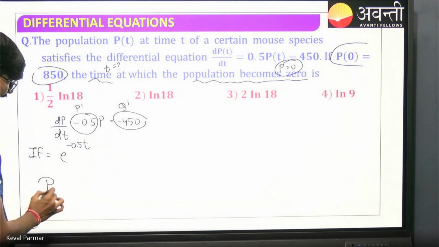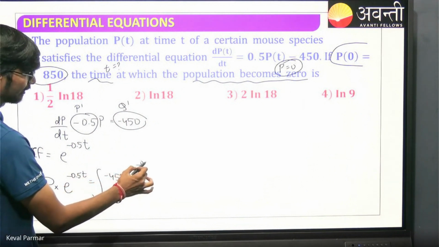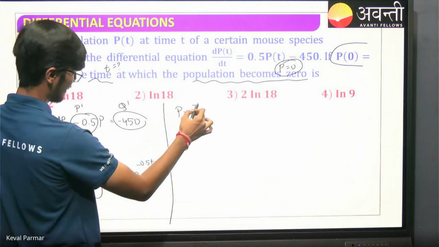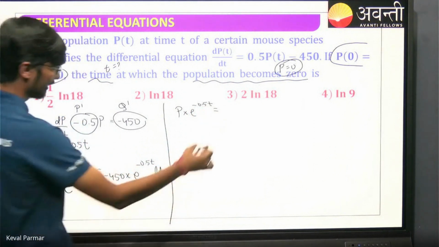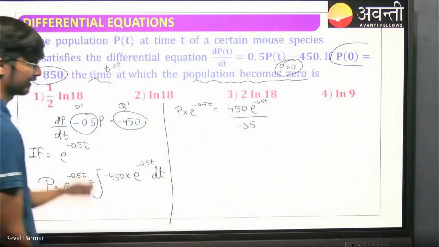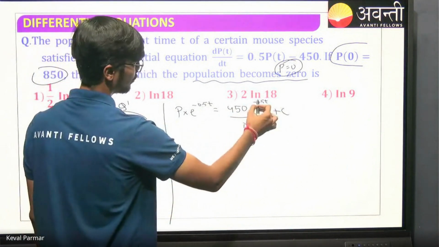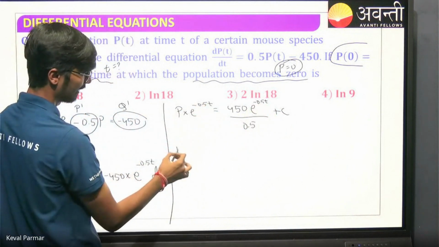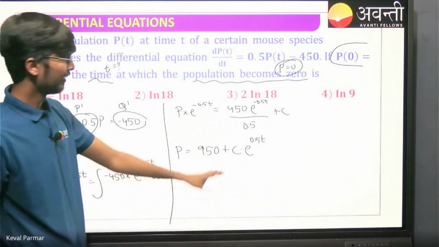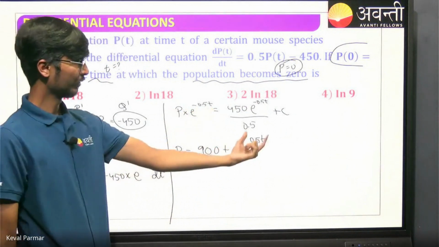So my answer will be P into integrating factor is equal to integration of Q into integrating factor dt. Correct? So I can easily integrate this. So P into e raised to minus 0.5 t is equal to, minus minus will get cancelled, 450 e raised to minus 0.5 t upon minus 0.5, plus c. So I can simplify it. Multiplying by e raised to 0.5 t, I'll get P is equal to 900 plus c into e raised to 0.5 t. 0.5 means half, so it will become 900. And I multiplied by e raised to 0.5 t. So I got this equation.